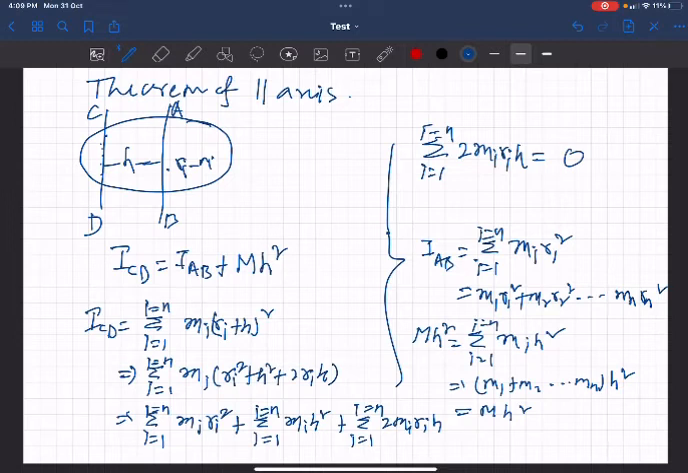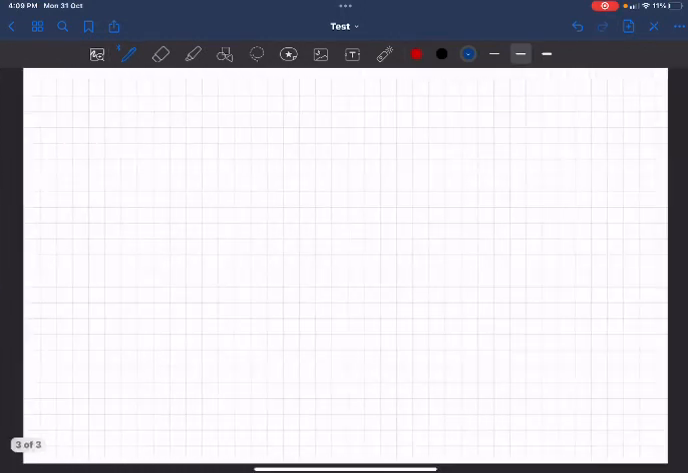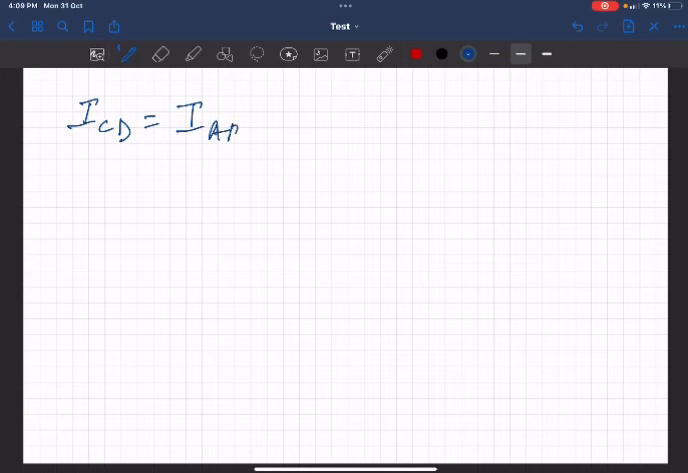Thus, we are able to prove that the moment of inertia along the new axis CD is equal to the moment of inertia that passes through the center of mass plus the total mass of the body into the square of the distance between the new and old axis.